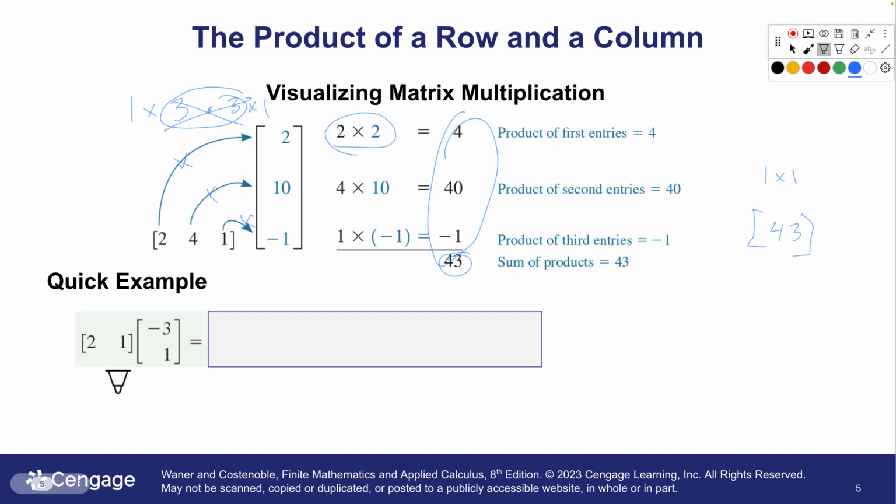Let's take a look at another example. Here is a 1 by 2 and a 2 by 1. We've done this example, the size at least. So when we multiply these out, we're going to end up with a 1 by 1 matrix. So again, we will take 2 times negative 3, which will give us negative 6. We take 1 by 1, which is 1, and we add those two together. So our final answer is going to be negative 5.